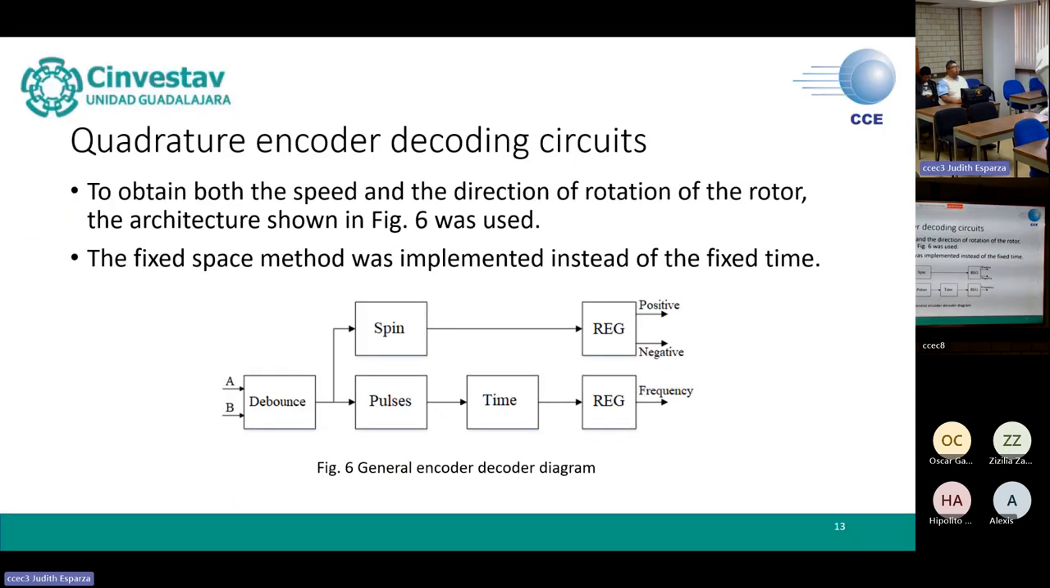The quadrature encoder decoding circuit obtains both the speed and the direction. The architecture we use is shown in figure 6. The fixed space method was implemented instead of the fixed time. We have the bounce circuit, which is fed with the signals A and B from the encoder. It eliminates glitches. Then the next block, the pulses, integrates both signals into just one, in order that the block time can calculate the period. And the spin is a state machine that detects the direction of the rotation of the rotor.